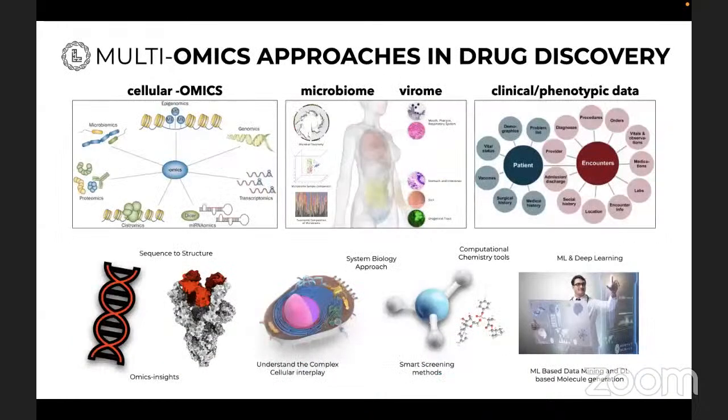Now, we also want to understand that this slide itself has a huge amount of information, but at the same time, it also tells us about the pathway. Like what cellular omics can give us, what microbiome and virome information can give us, and what clinical and phenotypic data can give us. And when we combine all of this, what is a systems biology approach, and how can we then discuss the strategy? The strategy is to find a solution, and the solution comes from chemistry. So how do we use those drugs, or maybe biologics, based on the data that we are getting?